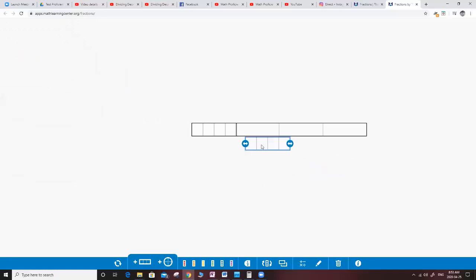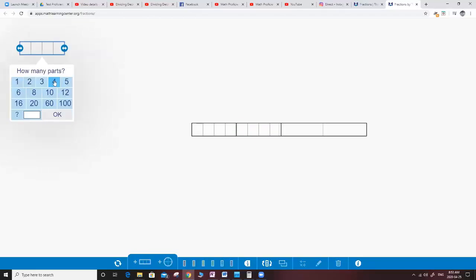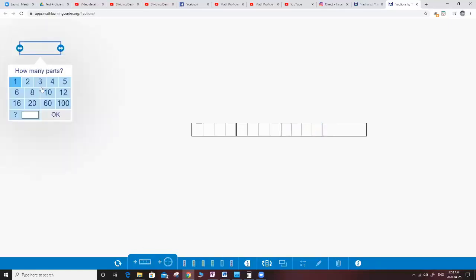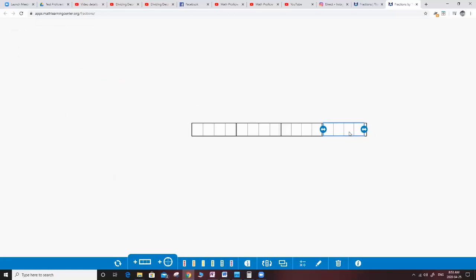Insert it again, and another 4, insert it again, and another 4 this way, and insert it again. So you see here, I divided each 4 exactly into 4 pieces.